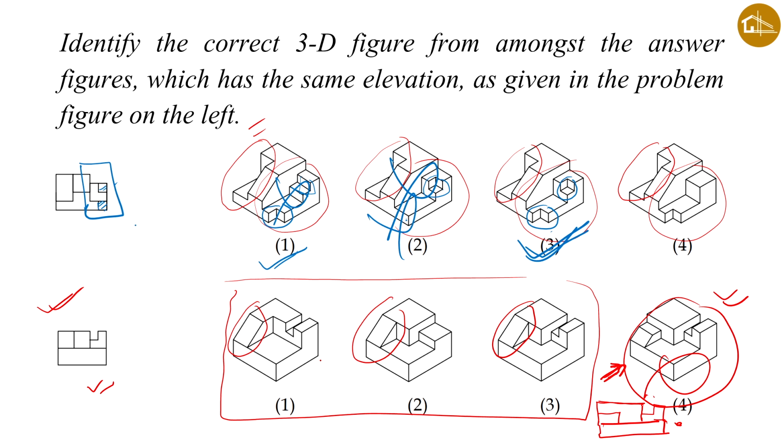Now in these three figures also, we have to find the correct answer. As you can see, in all of these this thing is common, so we have to find something else which is not common in these three. As you can see, this cut is there and there is also a cut, but over here there is no cut. So we will compare this with the problem figure. If you draw the elevation of this, you will find something like this.